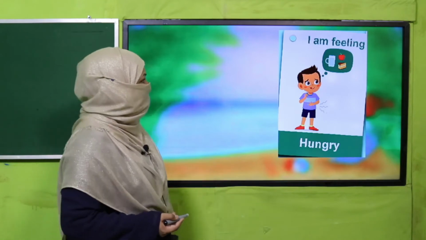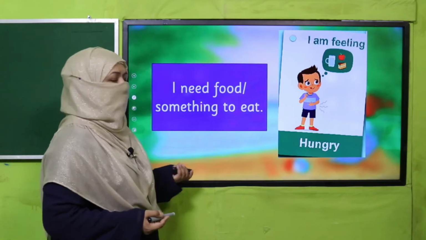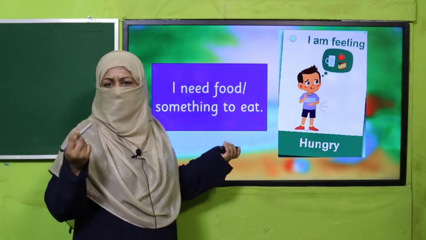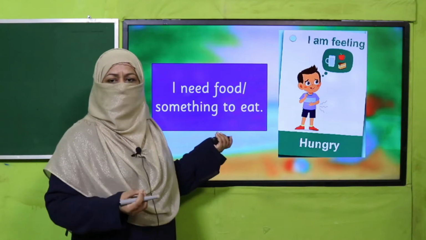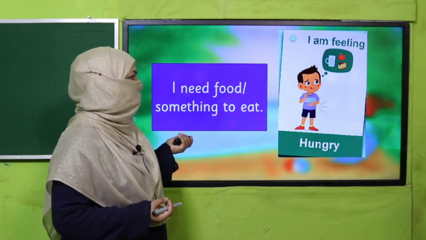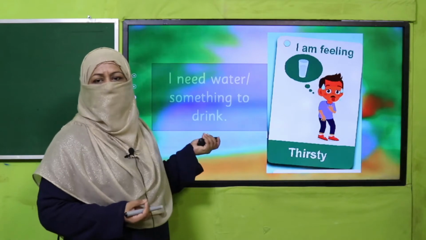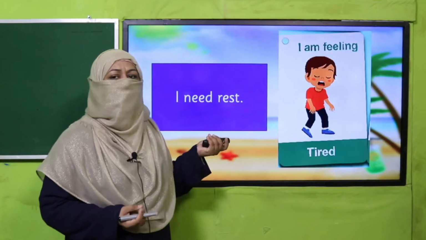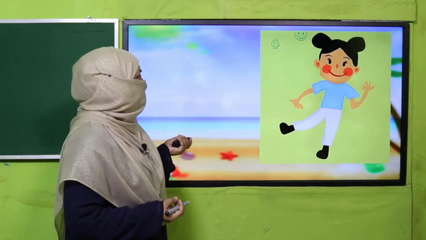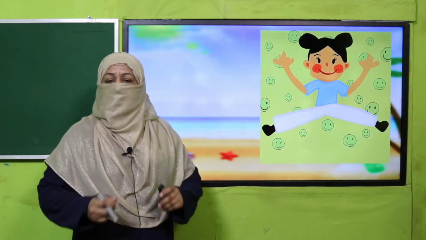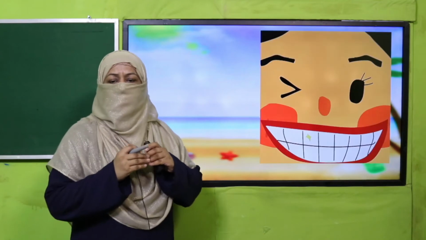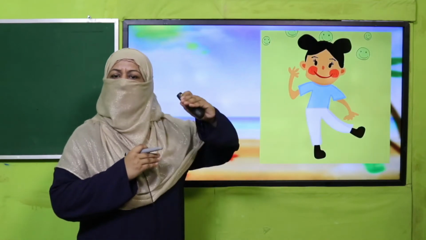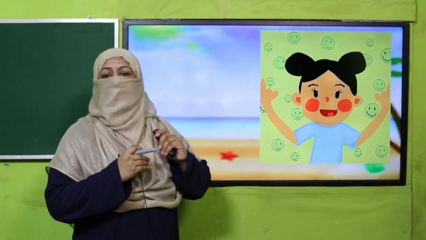As I've taught you, I'm feeling hungry, and whenever we feel something, there is a need associated with that. I need something to eat. I'm thirsty. I need water. I'm feeling tired. I need rest. Now the next thing is your emotion. This feeling, when it becomes a little higher, it becomes an emotion. And beta, emotion doesn't mean you forget everything.